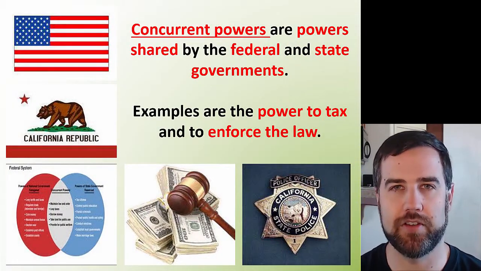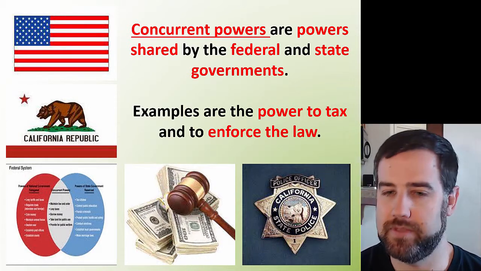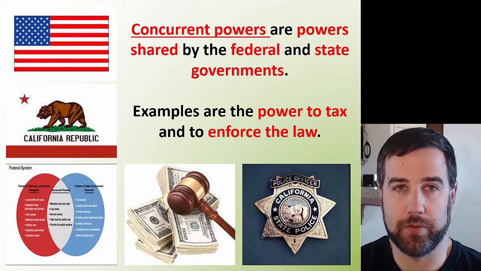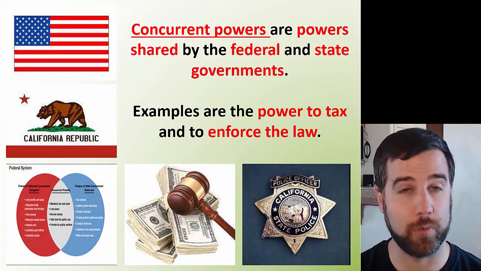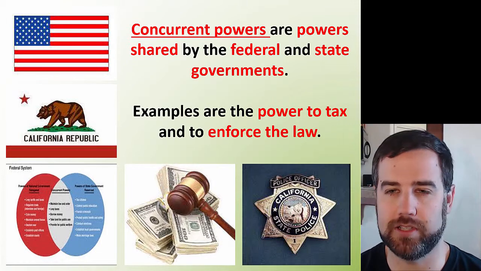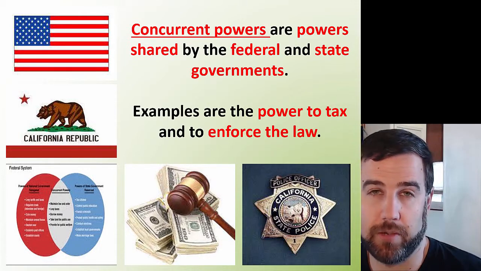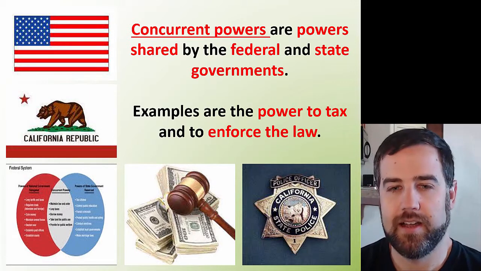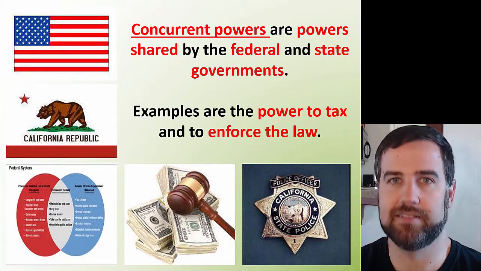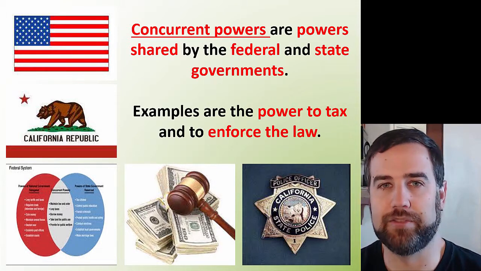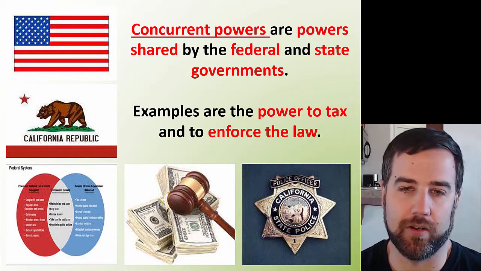And then concurrent powers are just powers that both the U.S. government and the states share. An easy way to remember that is that both the states and the federal government can create laws. They also have the power to enforce those. So in California, we have the CHP, the California Highway Patrol, Bakersfield Police Department, Kern County Sheriff's Department. All those are in regards to enforcing local, county, and state laws. And then the United States government has their own laws as well that are also enforced.